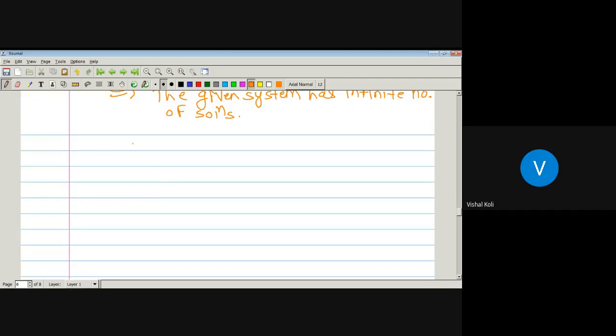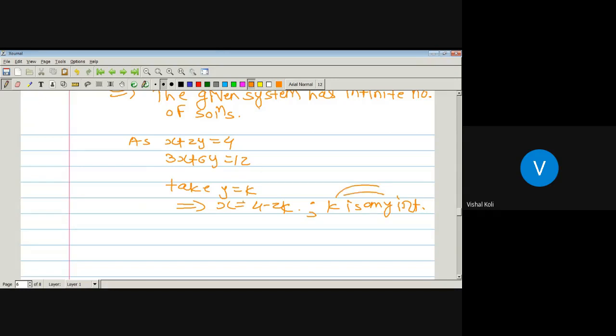As if we take x plus 2y is equal to 4 and 3x plus 6y is equal to 12, so if we take y equal to some k, then from this one x is equal to 4 minus 2k, where k is any integer. Okay, so here for each value of k we will get one solution. As there are infinite number of integers, therefore the given system has infinite number of solutions, since for each value of k we get one solution. Okay, and hence the solution.